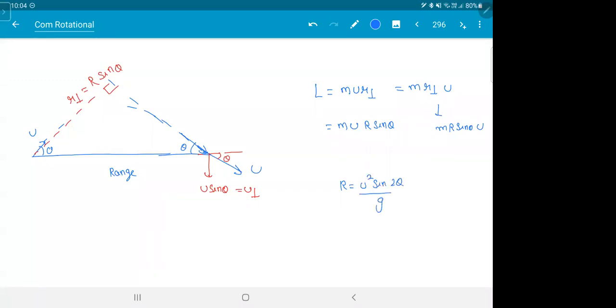The second question was asked in NEET. Find the angular momentum at the highest point. So you can use any one. Use R perpendicular, U perpendicular. You get the same.